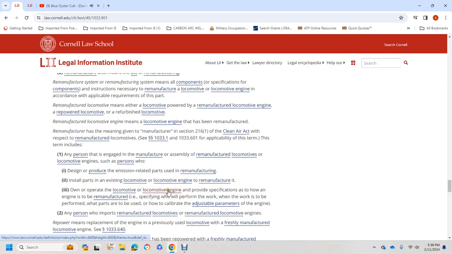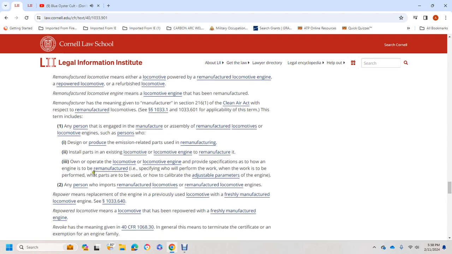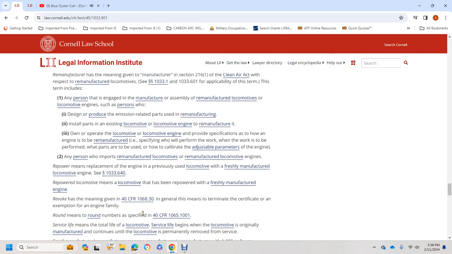3. An owner or operator of a locomotive or locomotive engine who provides specifications on how the engine is to be remanufactured, specifying who will perform the work, what work is to be performed, which parts are to be used, and how to calibrate the adjustable parameters of the engine. 2. Any person who imports remanufactured locomotive engines. Repower means the replacement of the engine previously used in the locomotive with a freshly manufactured engine. Repowered locomotive means a locomotive that has been repowered with a freshly manufactured engine. Revoke has the meaning given in Title 40 1068.30 in terms of terminating a certificate or exemption for an engine family.